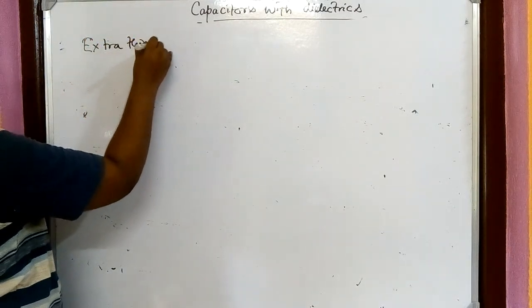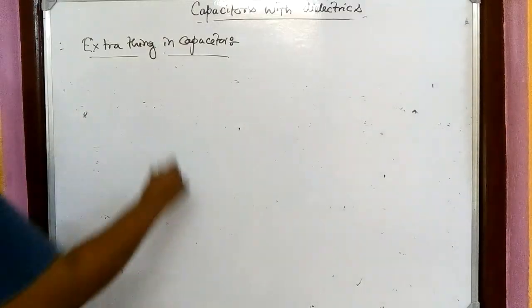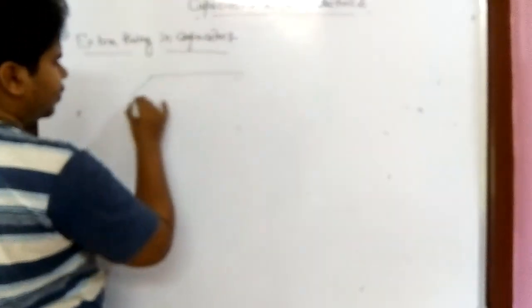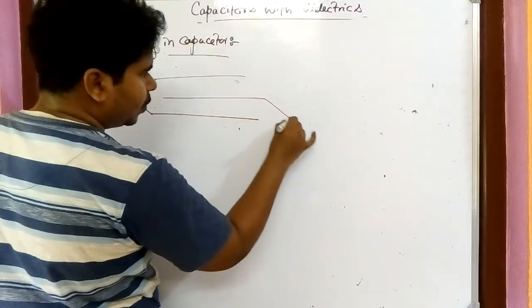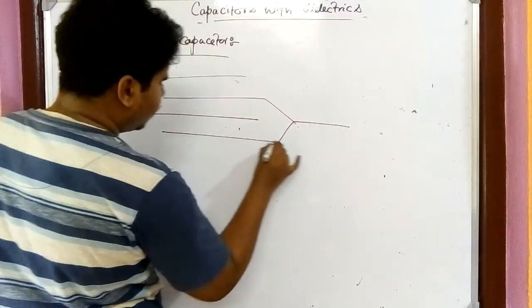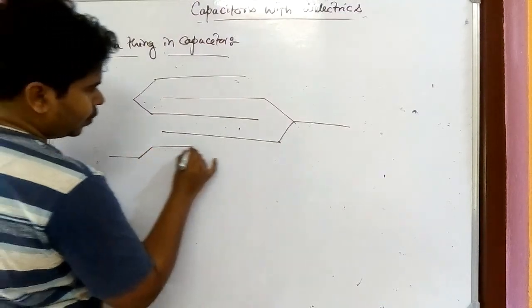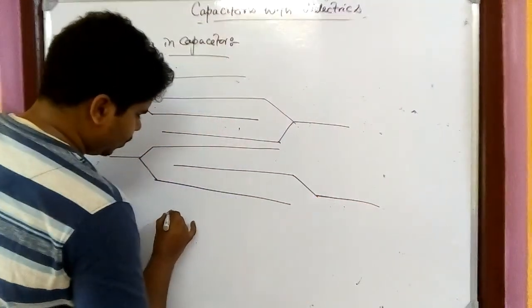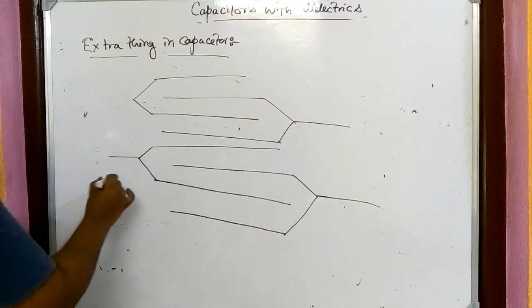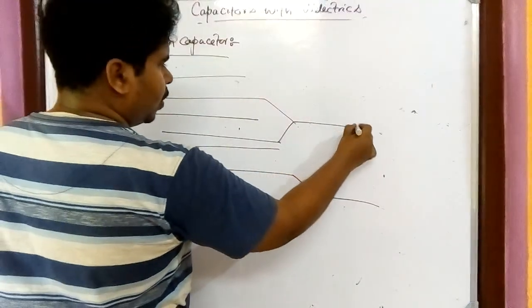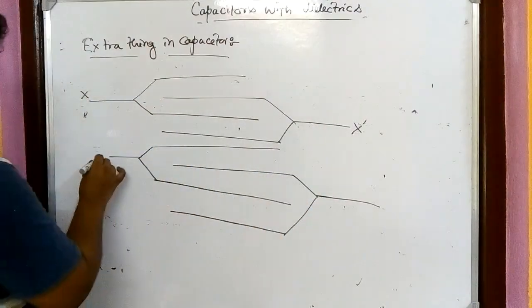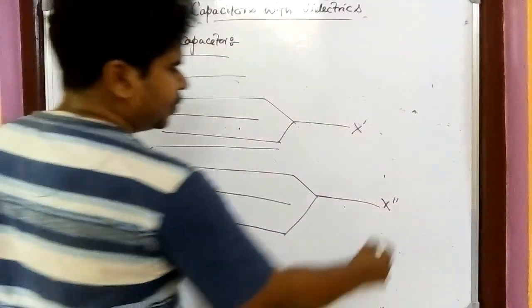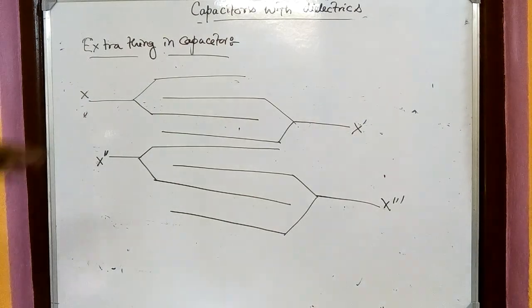Extra thing in capacitor. We know for a parallel plate capacitor it is epsilon naught A by D. But if the parallel plate capacitor is arranged this way, assume it is X, X dash, X double dash, X triple dash. So all these are parallel to each other.